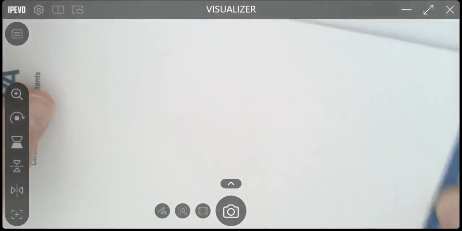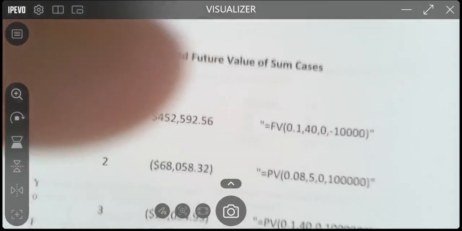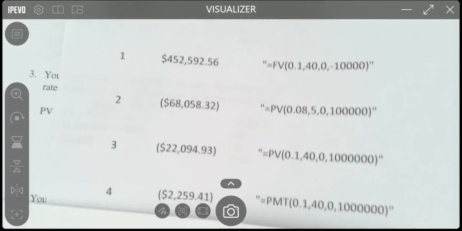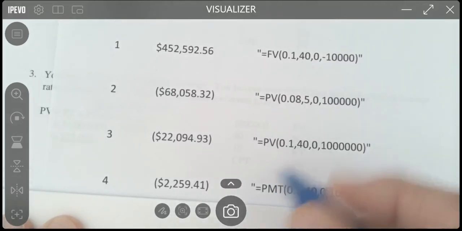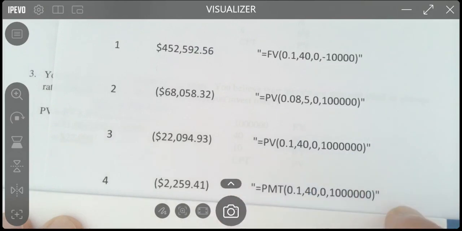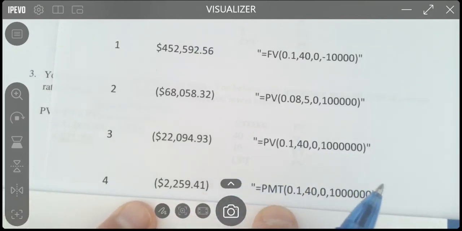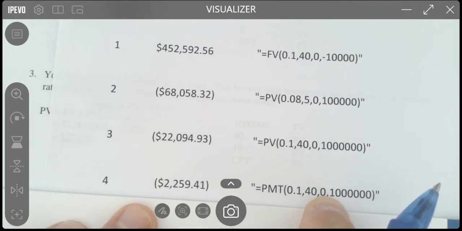Pretty easy in Excel. We use the payment function. Again, don't type those quotes in. There's the answer. Equals payment, 10%, 40 years.